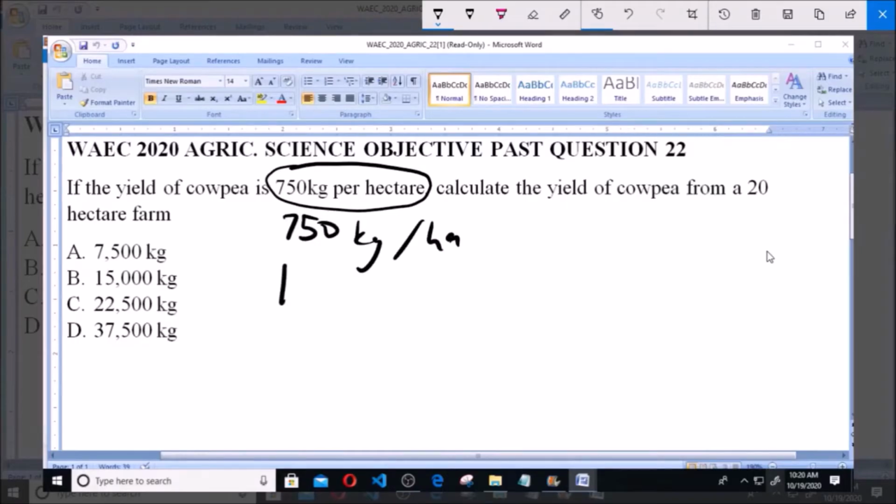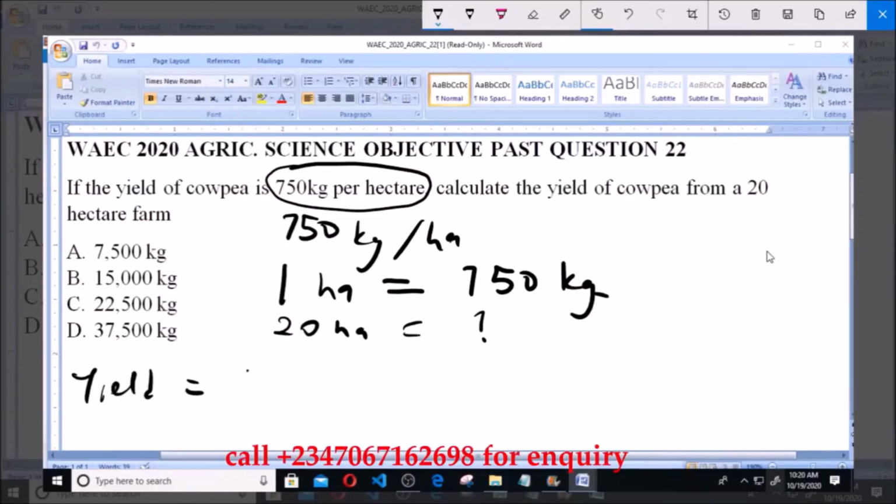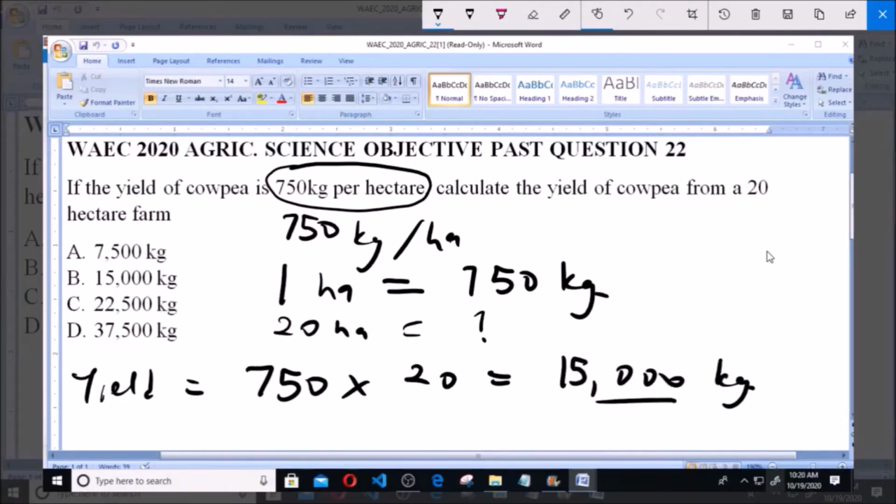So that means for every 1 hectare it yields 750 kg. Now I am asked to calculate the yield of cowpea from a 20 hectare farm. So how many kg of cowpea will it yield? In order to get that, the yield will be equal to 750 times 20, and that is 15,000 kg. So 15,000 kg is option B. So 20 hectares will yield 15,000 kg of cowpea, option B.